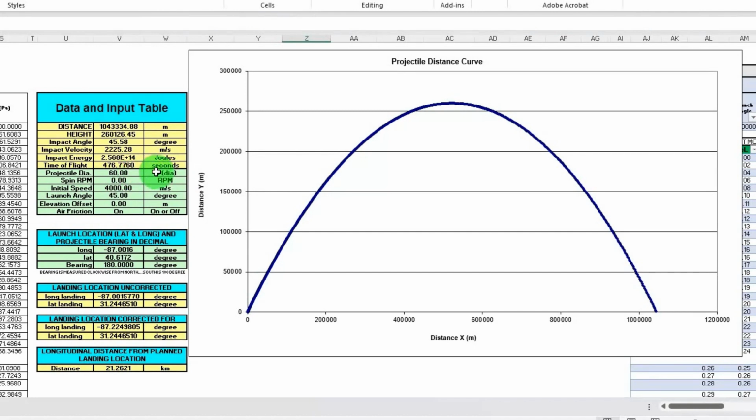It's a 60-meter diameter projectile. It has zero spin, which you can add in the spreadsheet also. It's pretty cool, actually. Initial speed of 4 kilometers per second, launch angle of 45 degrees. So if we did this anywhere on the Earth, shot this off, we would more or less expect it to go a distance of 1,043 kilometers away from the point and reach a maximum altitude of about 260 kilometers. And then that flight time would take 476 seconds. What is that, like 8 minutes or so? So this is like an 8-minute journey.